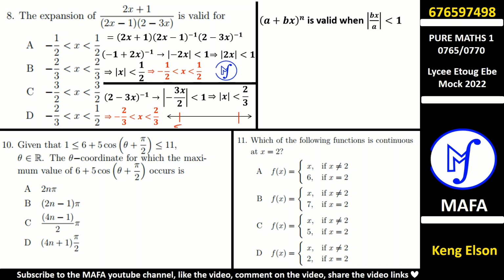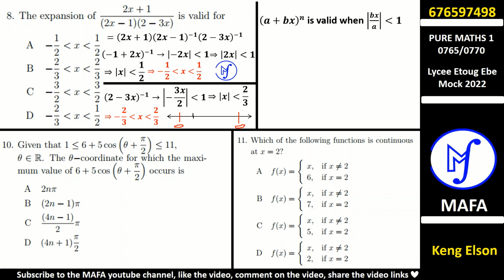So this is negative 2/3 and then this is 2/3. Since the interval is open, we can shade. But anyways, let's plot the second. Let's now plot for negative half to half and see what we get. So the second is from negative half to half.